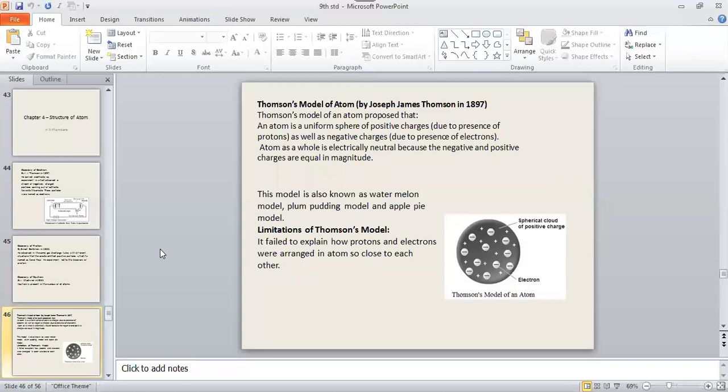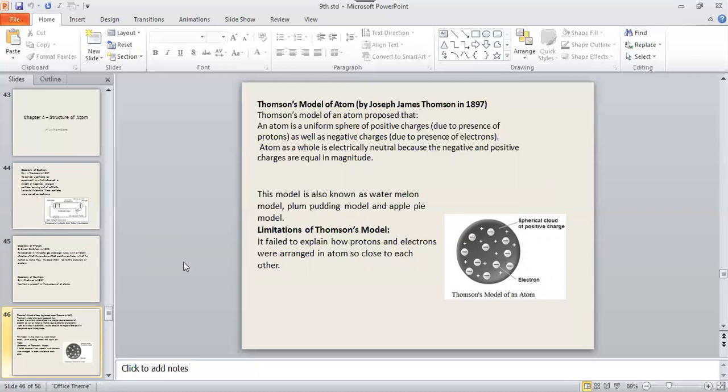Then we will study the first models given for the atom, that is, what the structure of the atom is. This was explained by different scientists, and we will study all these models of the atom. The first model of the atom was given by Thomson, called Thomson's atomic model.